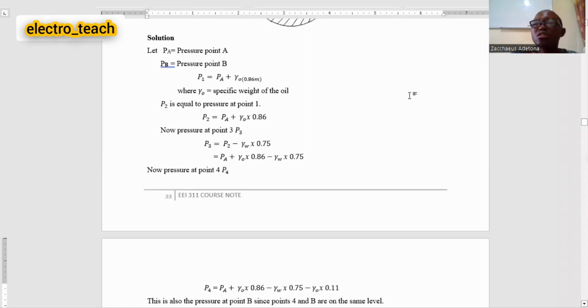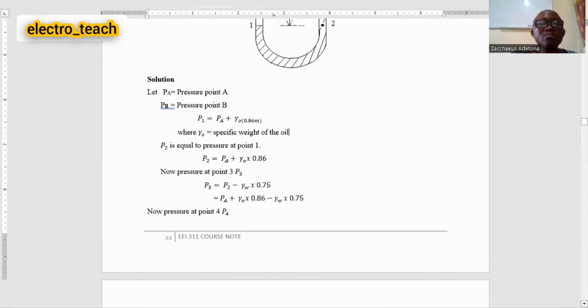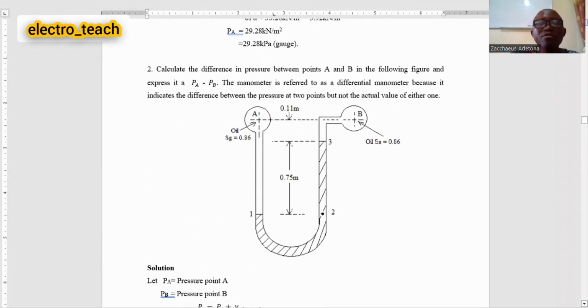So we want to check the solution for the differential manometer. So let's check the solution right here. The differential manometer problem is here. We have point A and point B. Point A is on the vertical side of the manometer. Point B is on the horizontal side of the manometer. And we have two different manometric fluids, but they are in three sections.